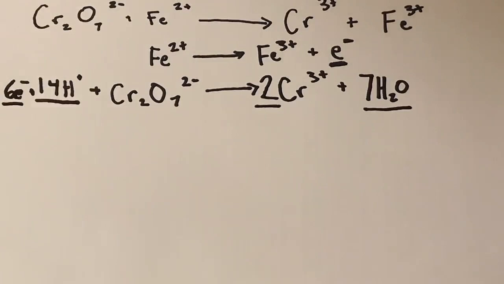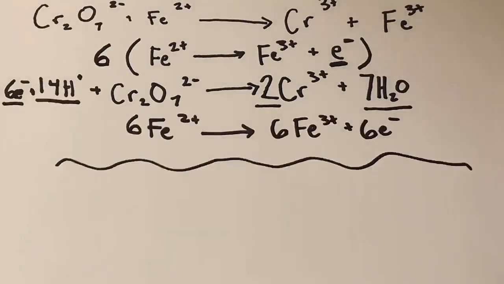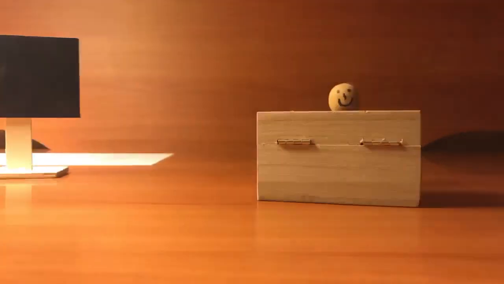Now that the half reactions are balanced, we multiply the first reaction by a factor of 6 so that there are an equal amount of electrons in each reaction. Once we do this, we can cancel out the electrons and combine the two reactions, giving us our final balanced equation. But where can these redox reactions be seen?